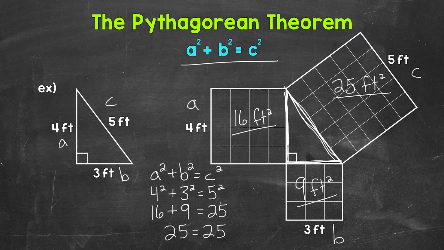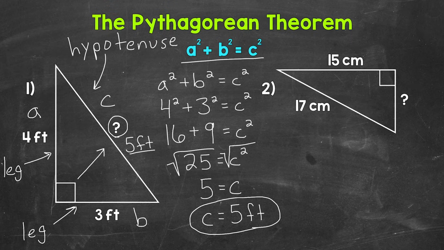Now let's move on to number 2. For number 2, we have a right triangle with given side lengths of 15 centimeters and 17 centimeters. And then we have a missing side length. Now for this one, we have a leg given and the hypotenuse given. So let's call this A, this B, so this is the missing side length, and then this C. Remember, C always has to be the hypotenuse. And then A and B are the legs. It doesn't matter which leg is A and which is B.